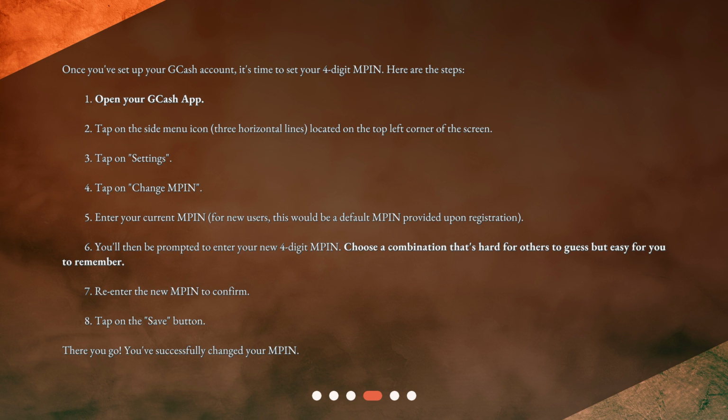5. Enter your current MPIN. For new users, this would be a default MPIN provided upon registration. 6. You'll then be prompted to enter your new 4-digit MPIN. Choose a combination that's hard for others to guess but easy for you to remember. 7. Re-enter the new MPIN to confirm. 8. Tap on the Save button. There you go. You've successfully changed your MPIN.